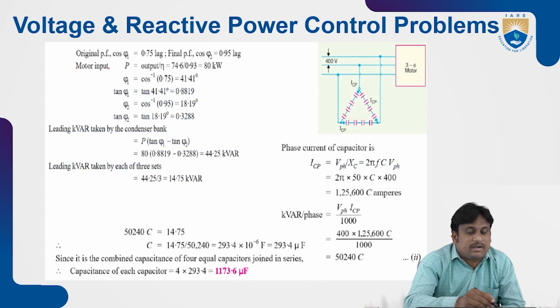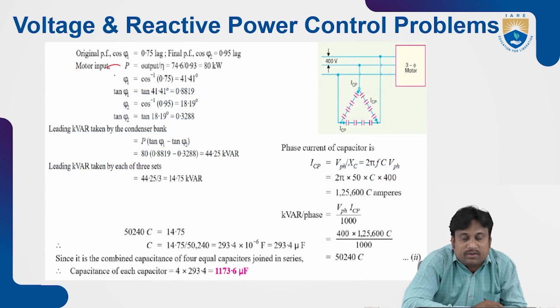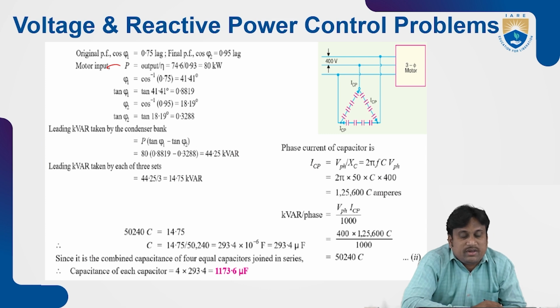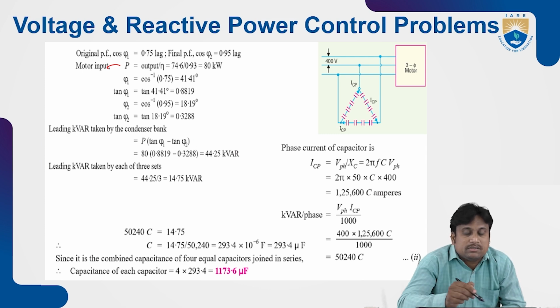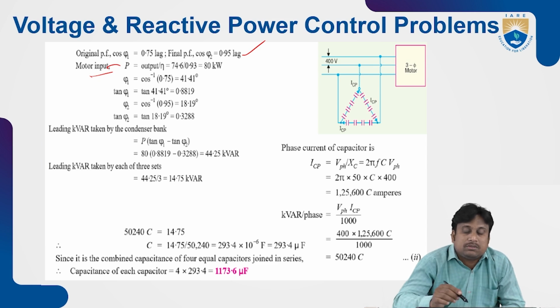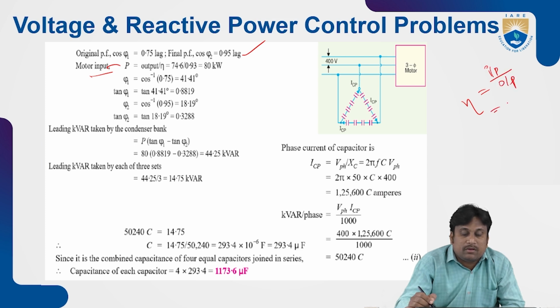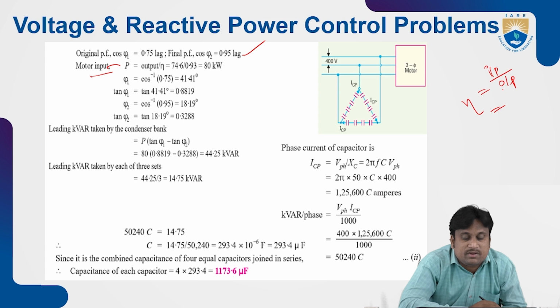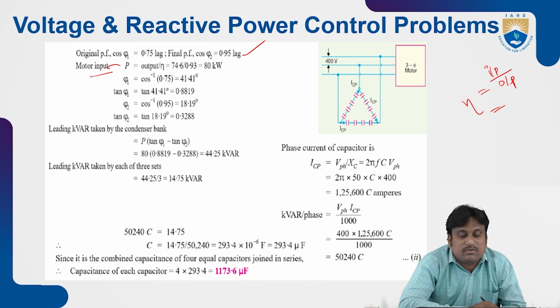The original power factor is given as cos phi 1, which is 0.75 lagging. The final power factor is cos phi 2, 0.95 lagging. Motor input can be calculated as P equals output by efficiency, since efficiency equals output by input. From this, 80 kilowatts is obtained. Phi 1 becomes cos inverse of 0.75, that is 41.41 degrees.